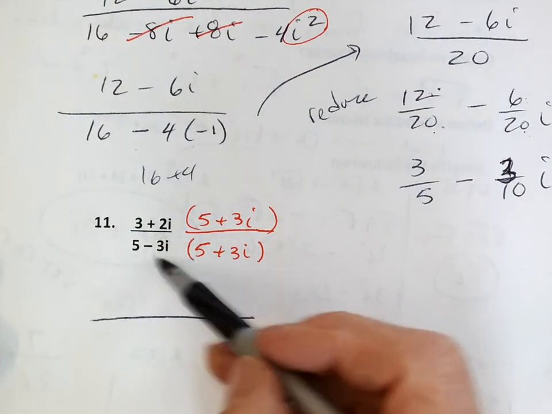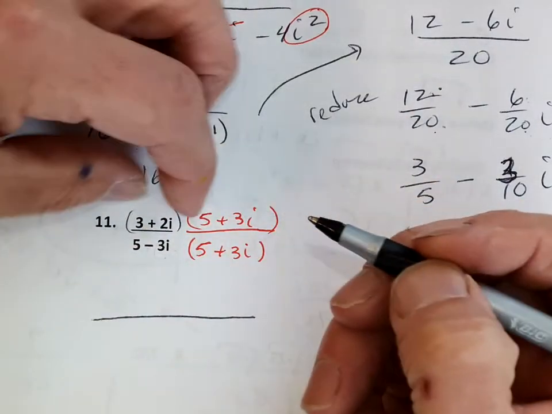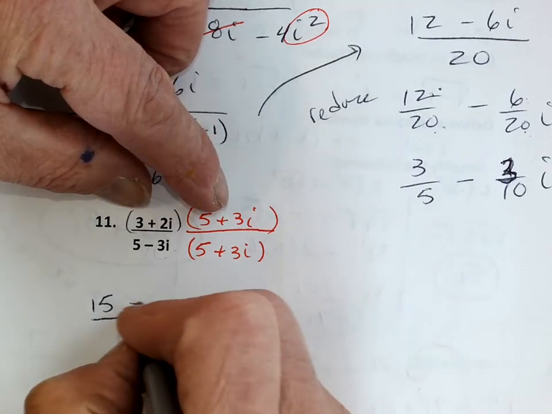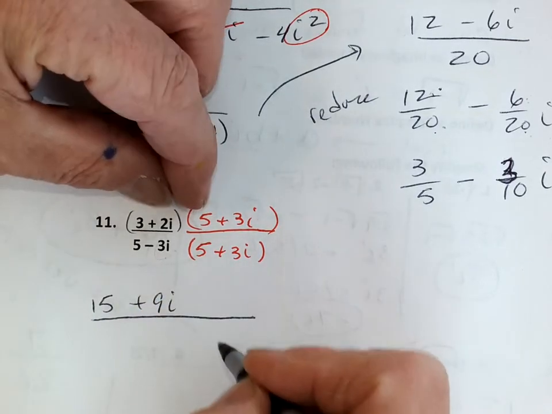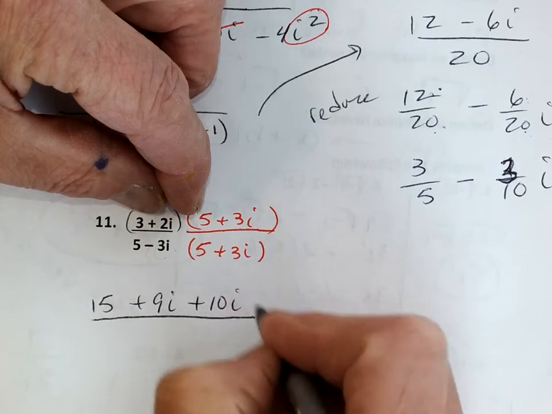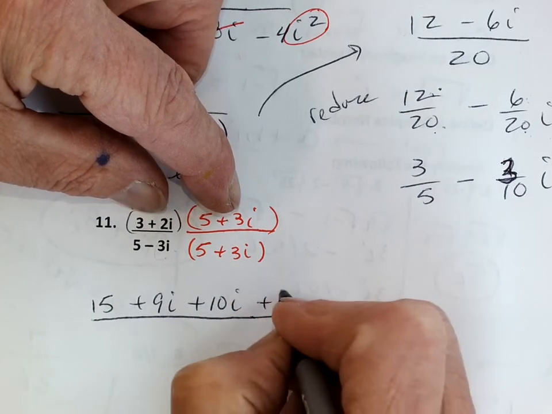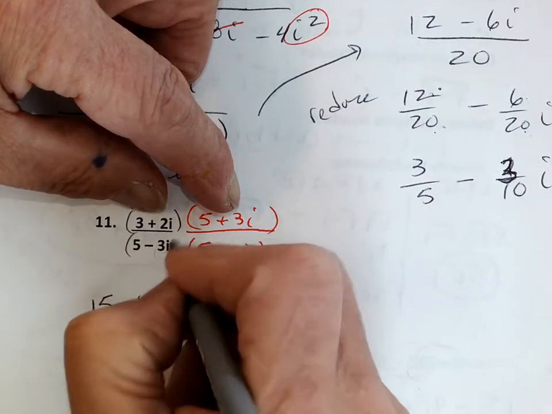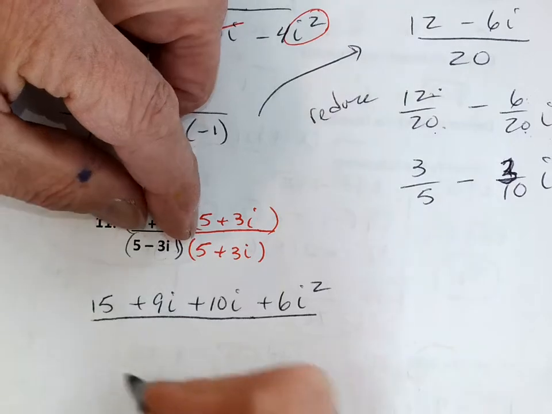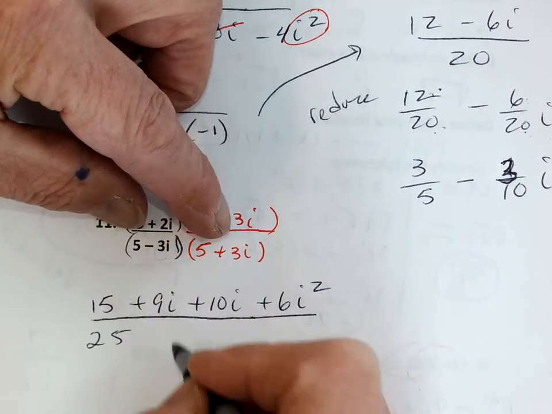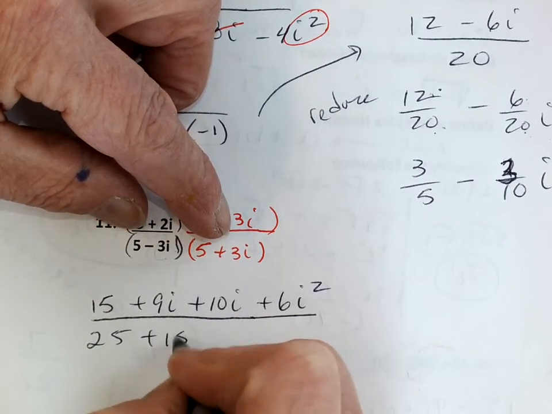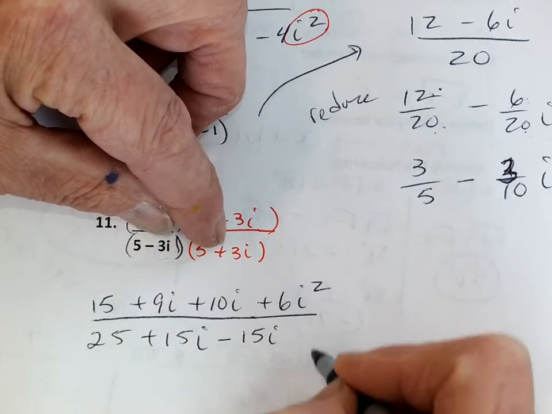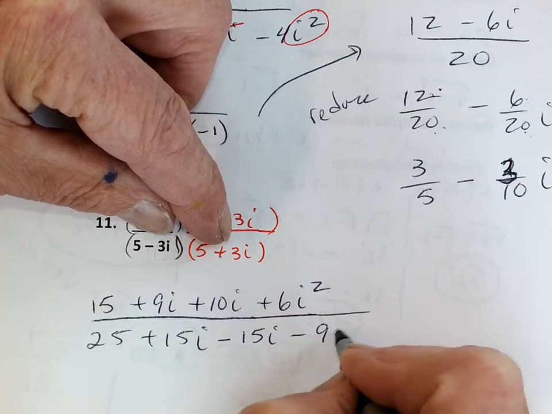Can't have an i in the bottom. So I'll FOIL the top, or the numerator. I'll get 15 plus 9i plus 10i plus 6i squared. Okay? In the denominator, I'll get 25 plus 15i minus 15i minus 9i squared.